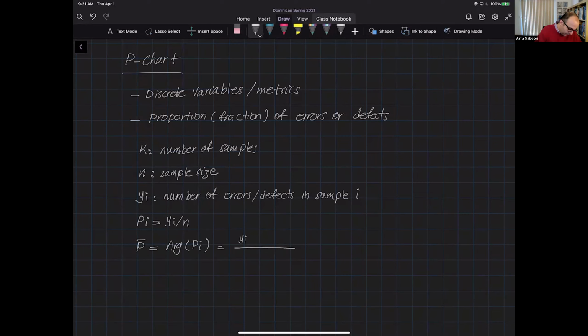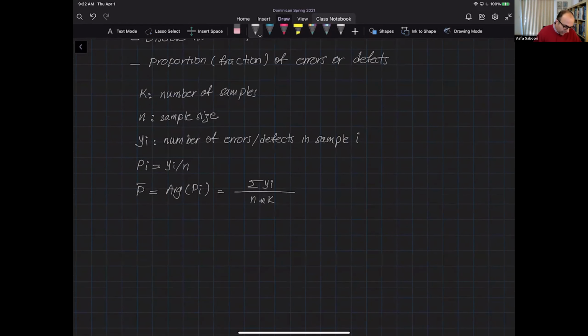So it's basically going to be sigma yi divided by n times k. Basically, all errors that you have in all samples divided by sample size times number of samples. Or the average of all the pi, p1, p2, p3, all the way to p30, for example, the average of that gives me my p bar. So far, so good. Any questions?